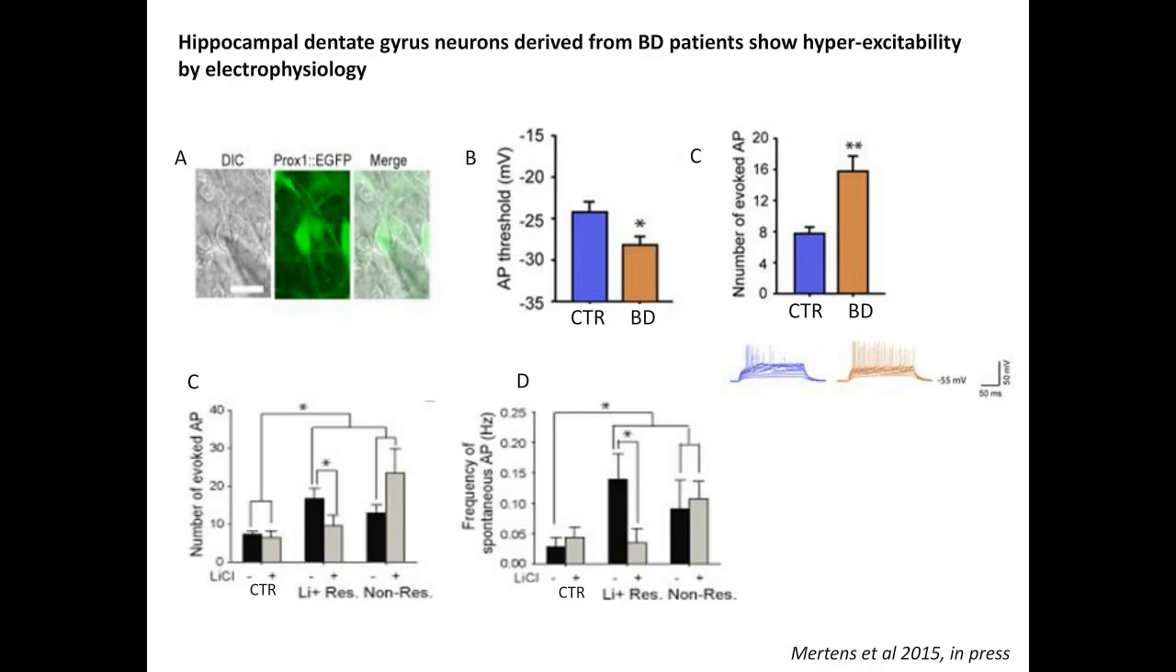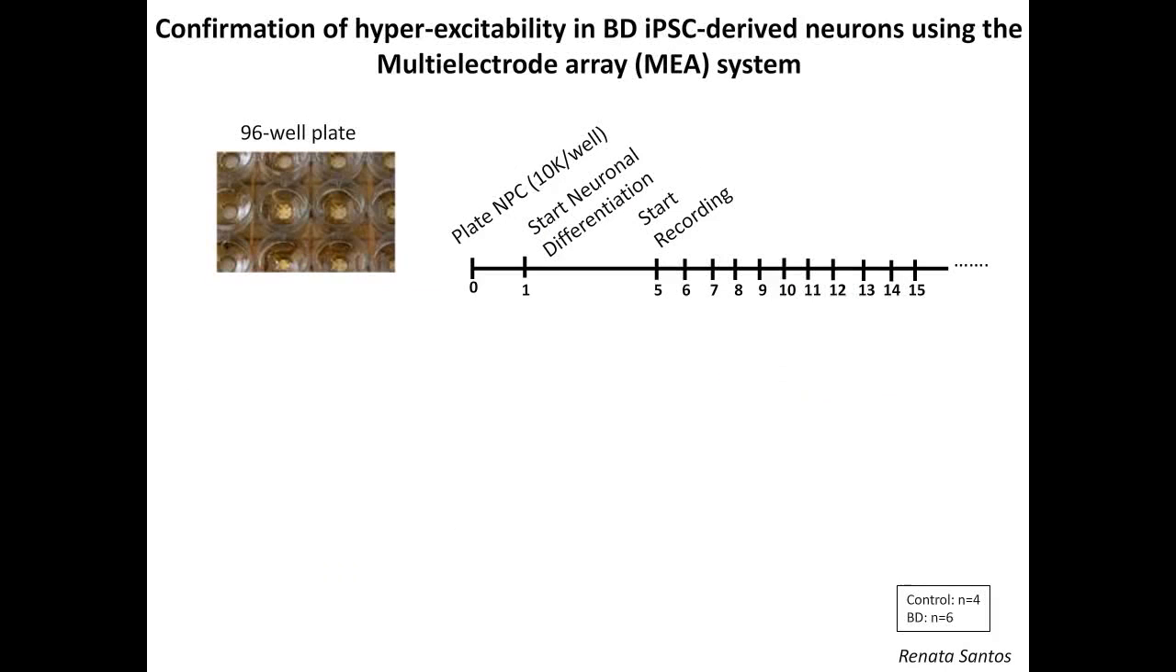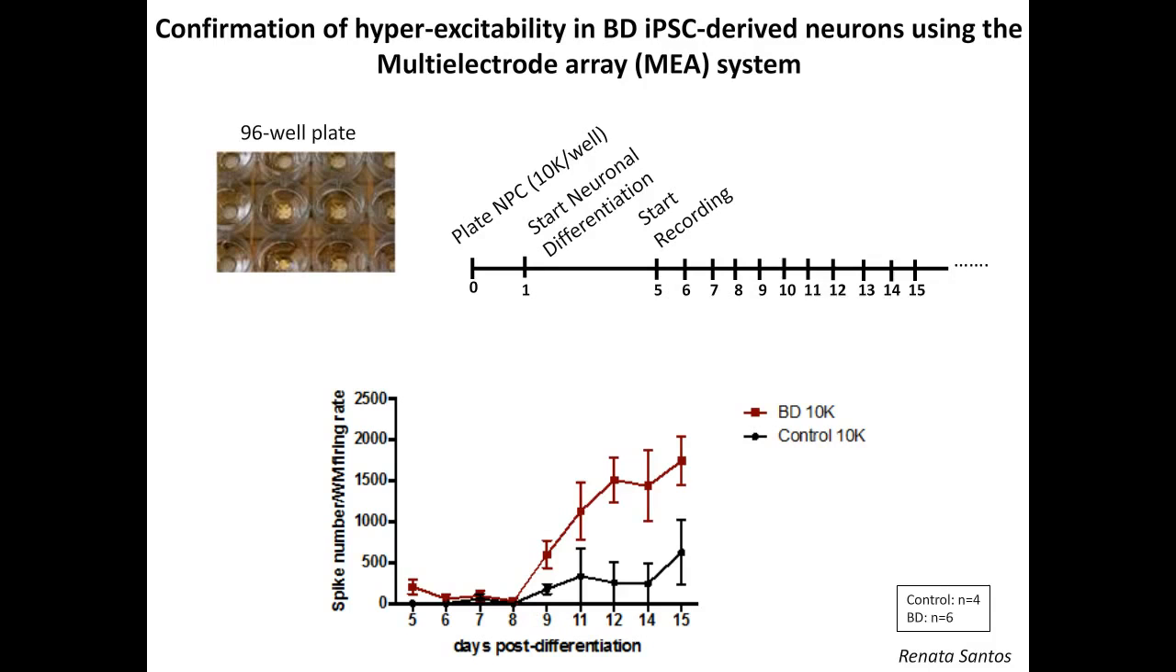We then wanted to confirm the observations that we made with traditional patch clamp techniques and also look at dynamic change in the network of BD neurons over time. So we used an MEA system for a pilot experiment. We started the recording as early as 5 days after differentiation and detected a sharp increase in the spike number at day 9, confirming the early hyperexcitability phenotype in BD patients previously detected in electrophysiology.